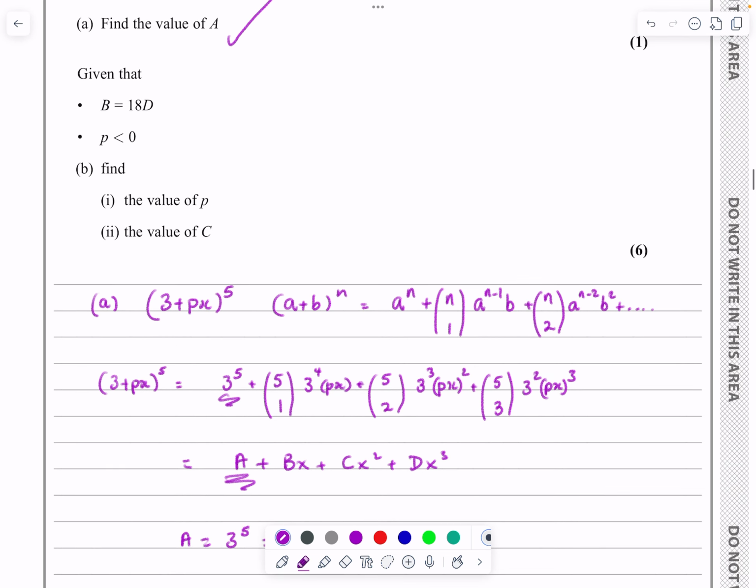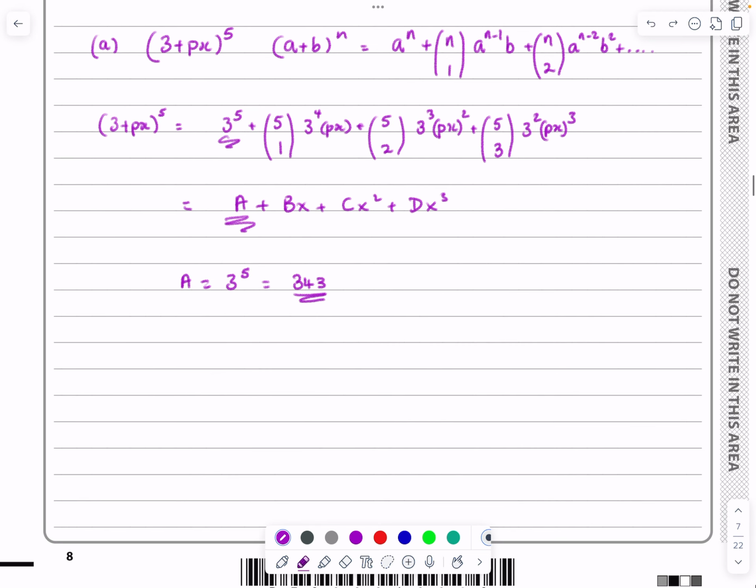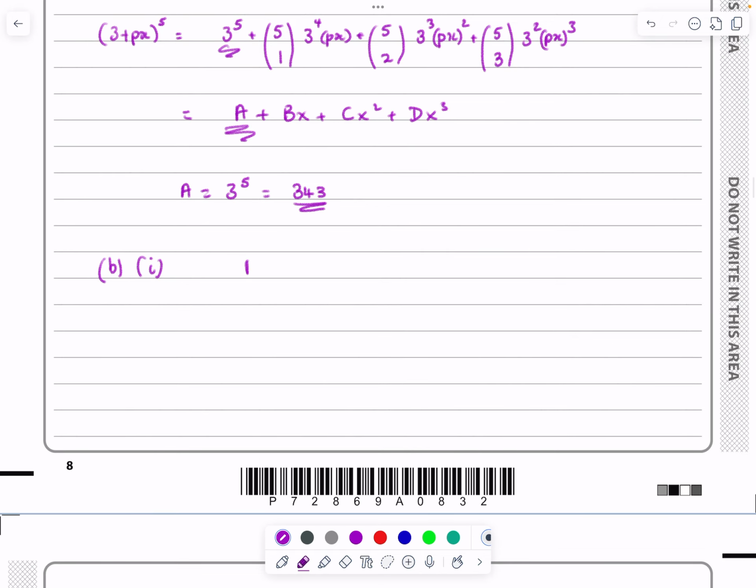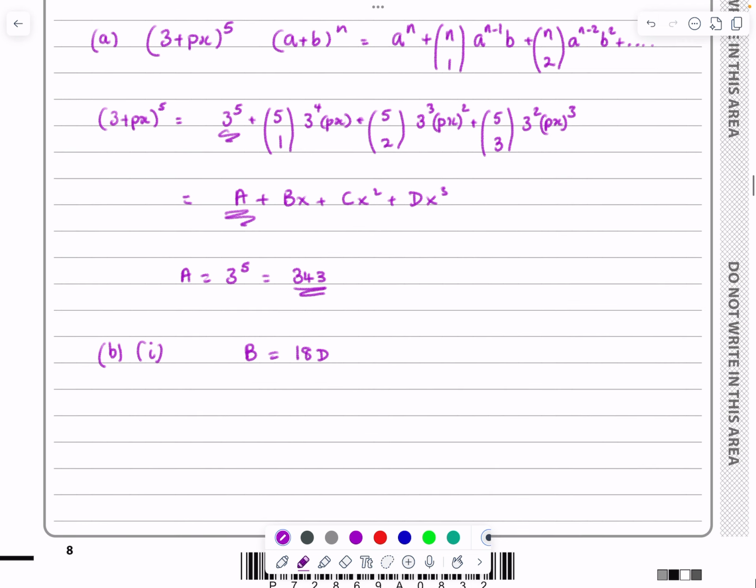Now, secondly, it says, given that B is equal to 18D, and P is going to be less than 0, can we find the value of P? Can we find the value of C? Yeah, let's try and do those two. So B, part 1. They're telling me that B is equal to 18D. So here's B, and here is D, or a part of D when we're looking at those.